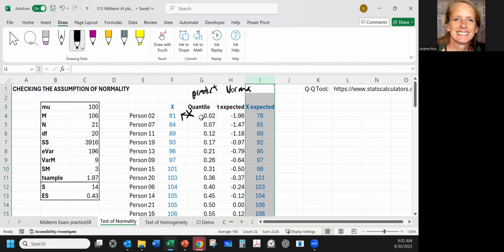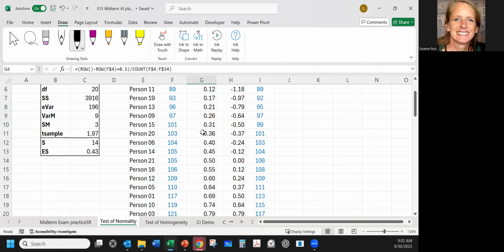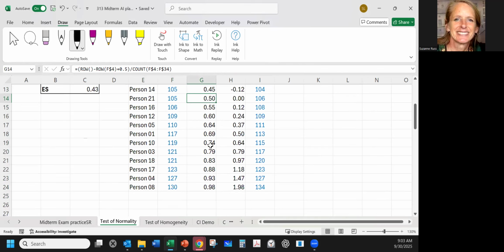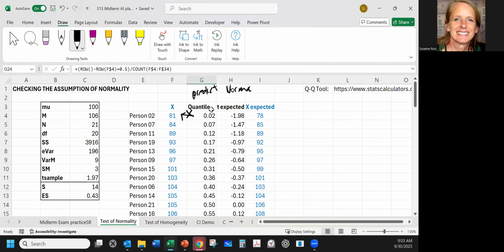And so we can see that for a score of 81, the lowest score, 2% of the scores would be lower. We can see that right in the middle here, this 105 is the score right in the middle, and 50% of the scores are lower. And 98% of the scores, if the distribution was normal, would be lower than the highest score. So that's what these quantiles mean. They're predicted or expected. Then we figure out the t-score for all of those expected quantiles.